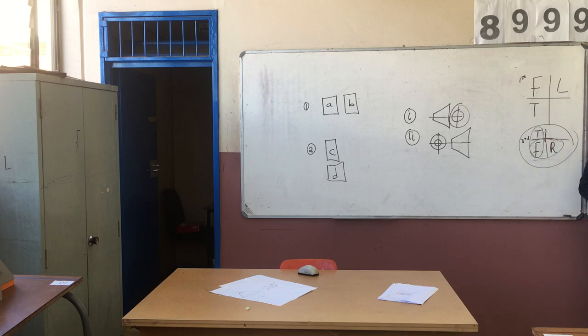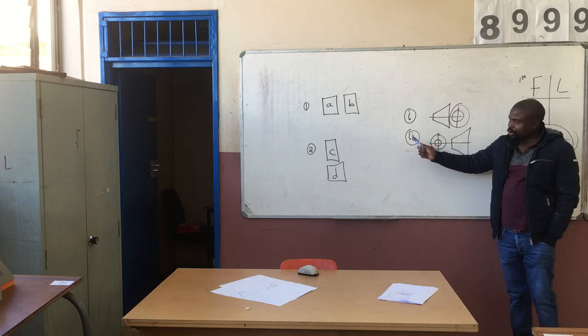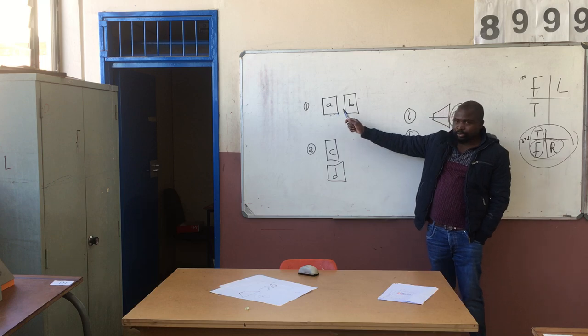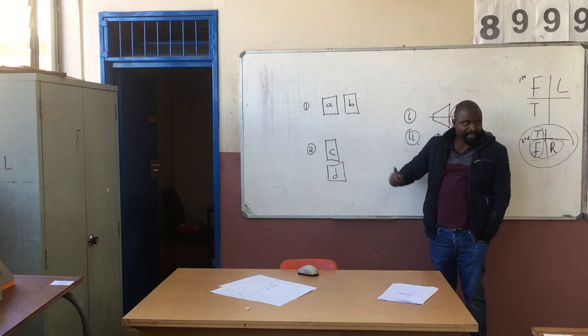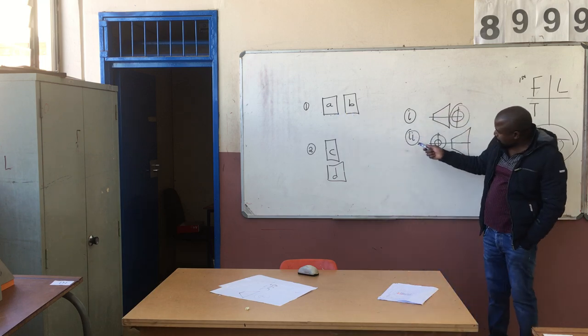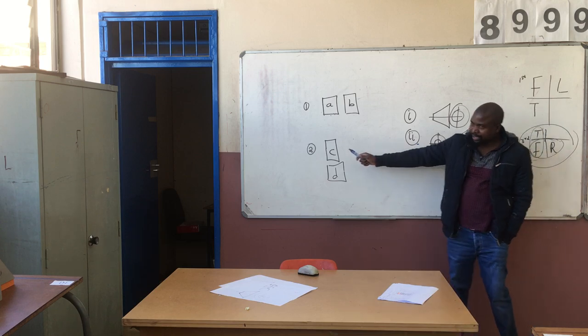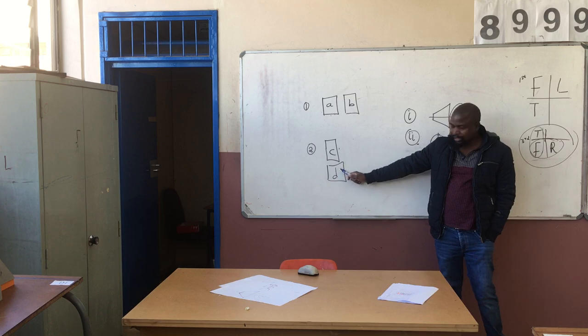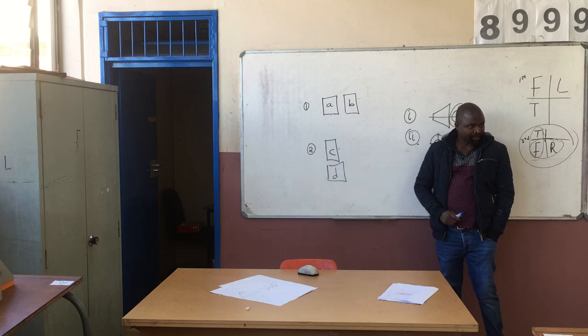So I restart my question. Under Roman figure two, which view is A? Front. And which view is B? Right. Same under Roman figure two, which view is C? Top. Which view is D? Front.